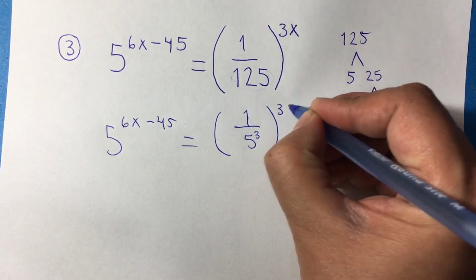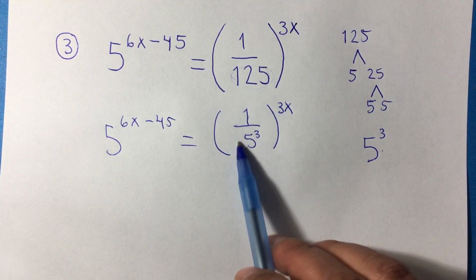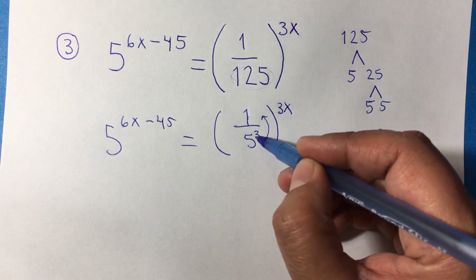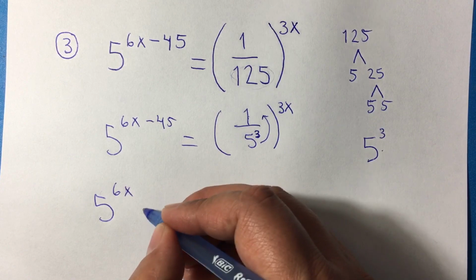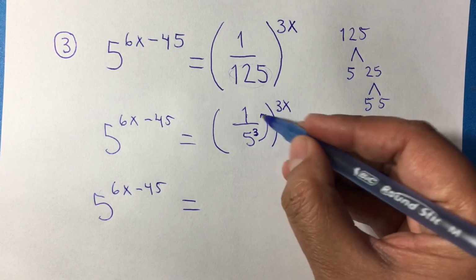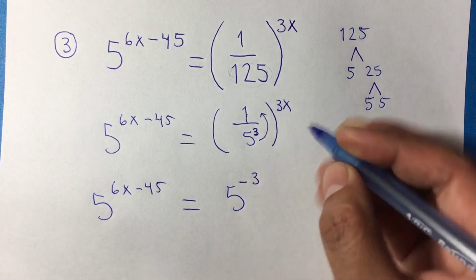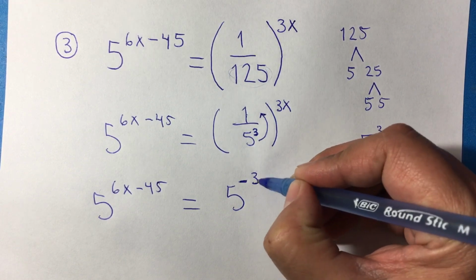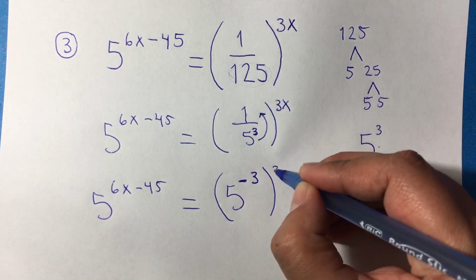Just bring this over or down. Now we need this to be a base, so we need to send it to the numerator, and that makes it negative because right now it's in the denominator. So this should just bring it down. 5 to the power of 6x minus 45 equals, this now becomes 1 times 5 to the negative third. Again, by bringing it over to the numerator, this becomes a negative 3. And we haven't done anything to that, so just bring it over.